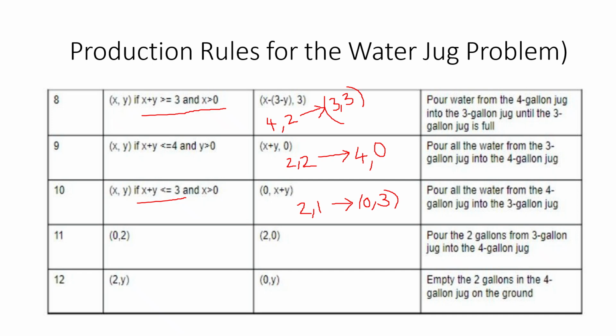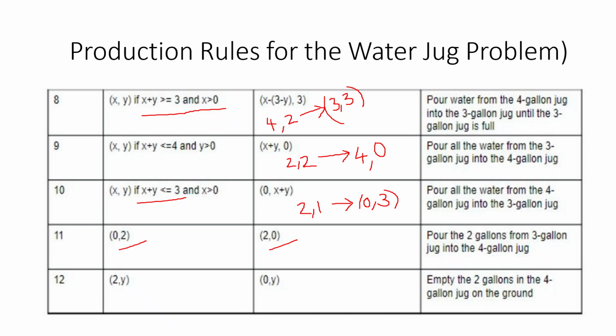And next, the 11th rule, that is a special case: pour 2 gallons from the 3 gallon jug into the 4 gallon jug. Here we have the state 0 comma 2. But if our goal state is 2 comma 0, we can pour the 2 gallons of water into the first jug, and this directly helps reach the goal state.